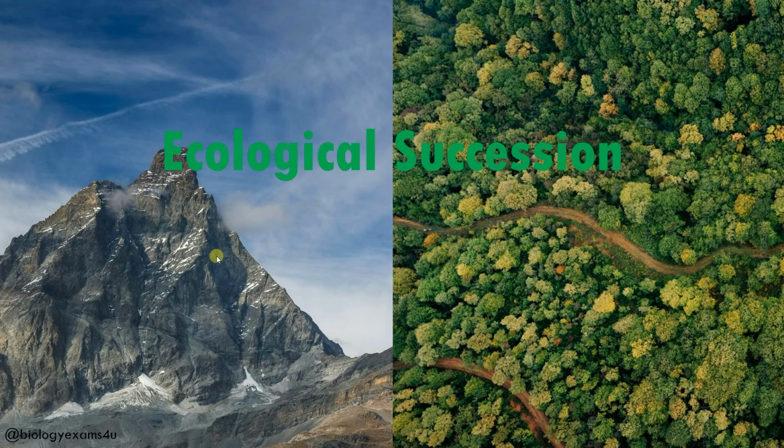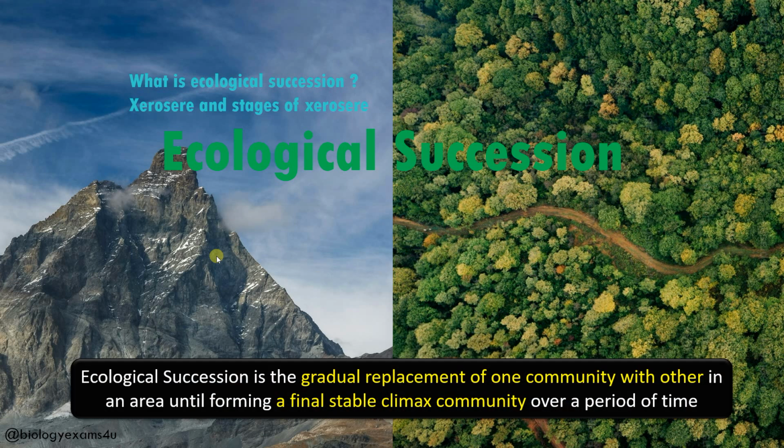In this video, we'll be discussing what is ecological succession with an example, the xerosere and the stages of xerosere. That is succession that is happening in dry habitats within 5 to 10 minutes. Let's begin with the definition. Ecological succession is a gradual replacement of one community with other in an area until forming a final stable climax community over a period of time.